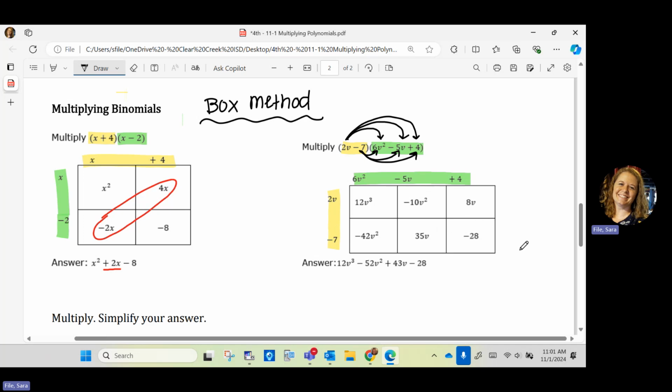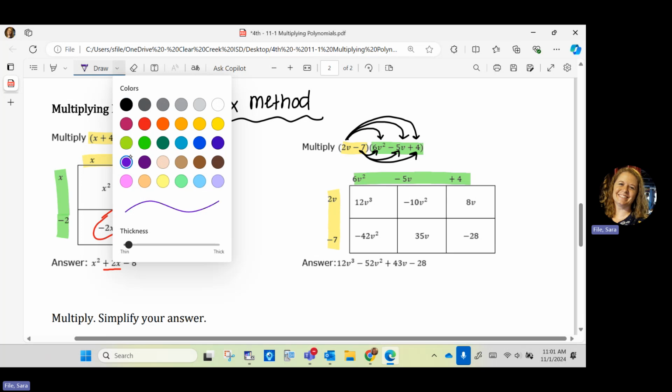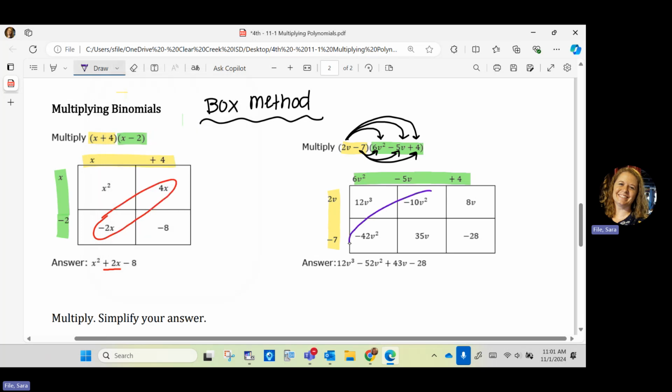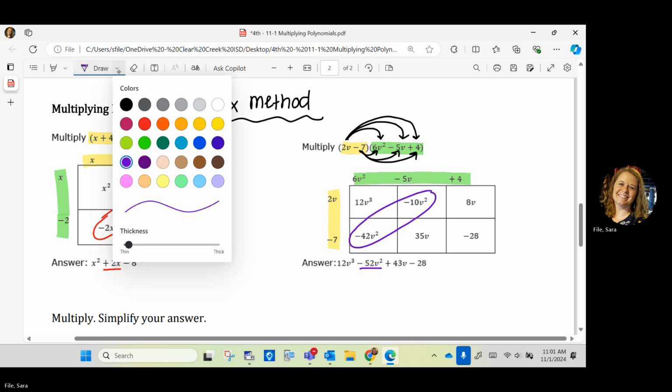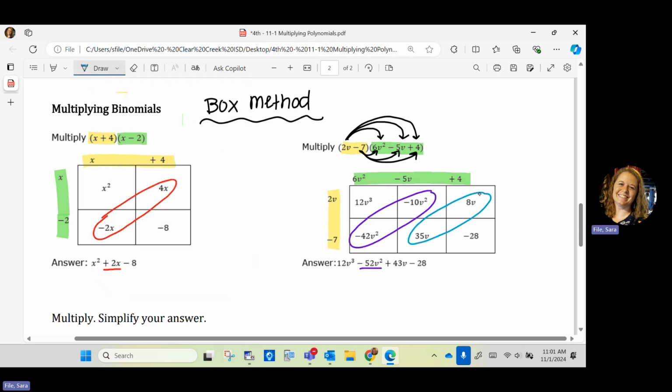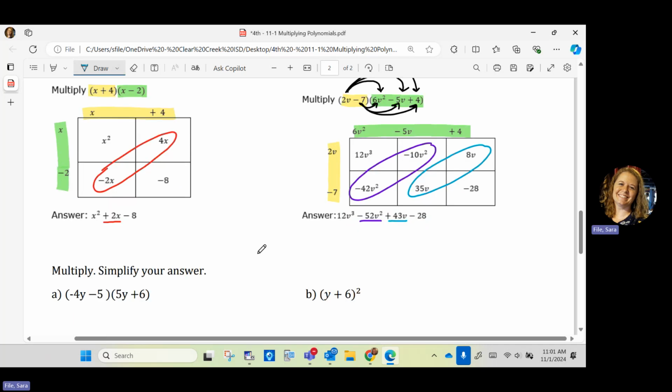Now we still end up with some like terms we need to combine. So we can see there are 2 v squared terms, so those combine. There are 2 v terms, so those get combined. But there was only 1 cubed term and 1 constant, so those didn't change. Y'all recognize box method? Does that look familiar? Yeah. All right, let's try one.